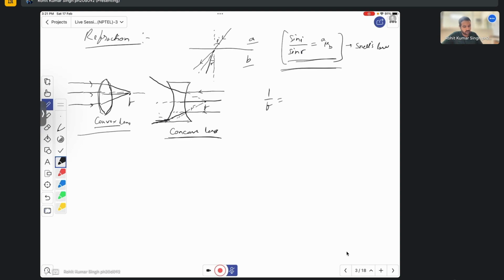So 1 upon f is n minus 1, where n is the refractive index of the lens, times 1 upon r1 minus 1 upon r2. So r1 and r2 are the radii of curvature, and this formula is called the lens maker's formula.